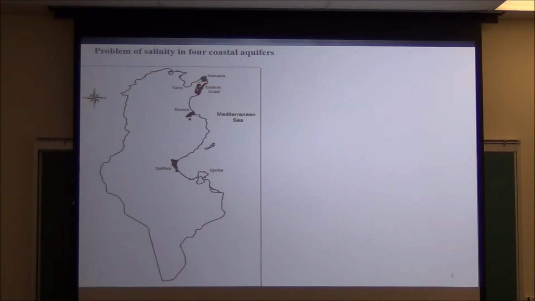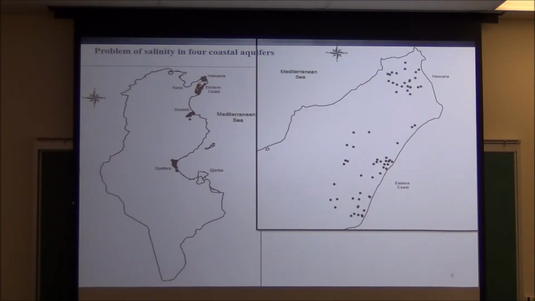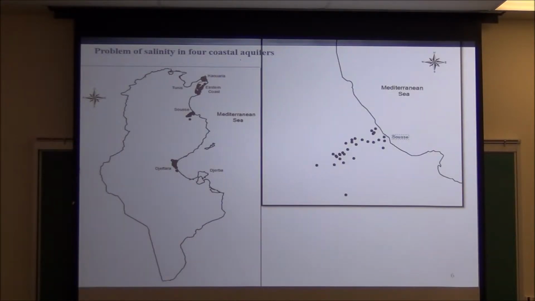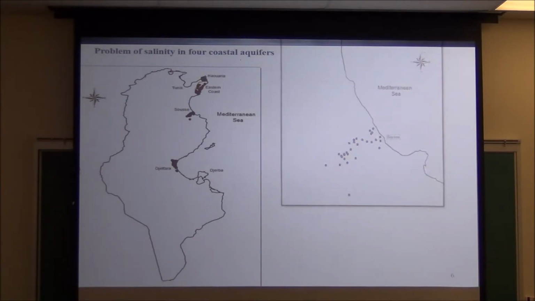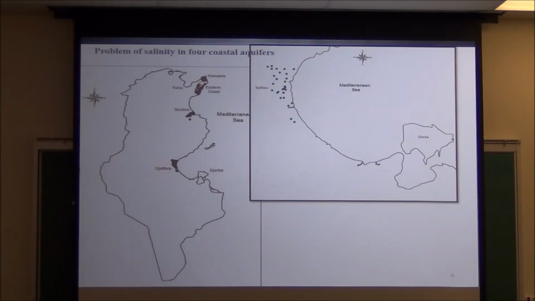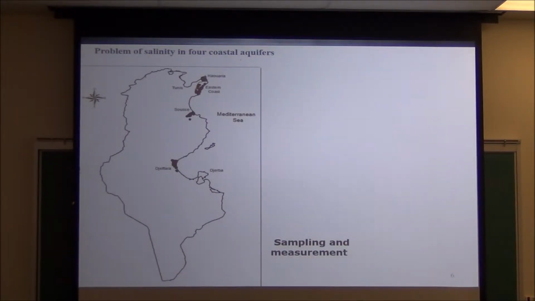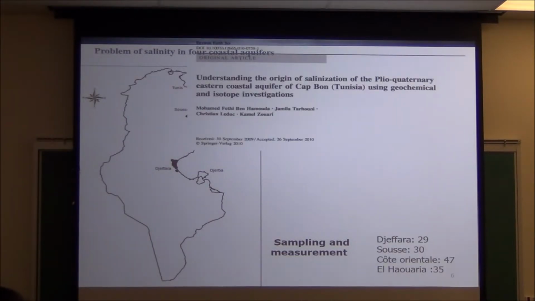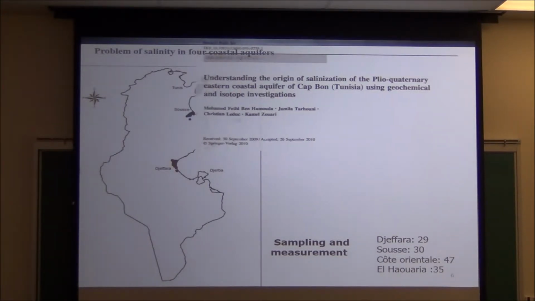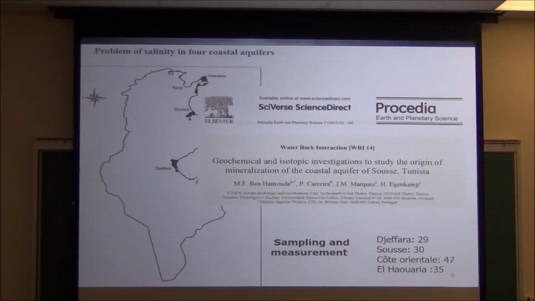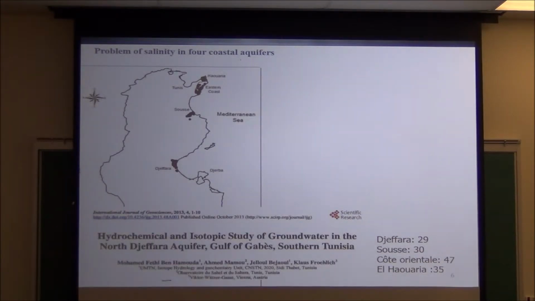Today I will present the problem of salinity in 4 coastal aquifers: the Cap Bon aquifer, located in the northeast of Tunisia, the Sahel of Sousse in the central part of the country, and the North Gafsa aquifer located in the south of the country. In these aquifers, sampling and measurements were performed on more than 120 samples, and the results were published in international journals for all these case studies.